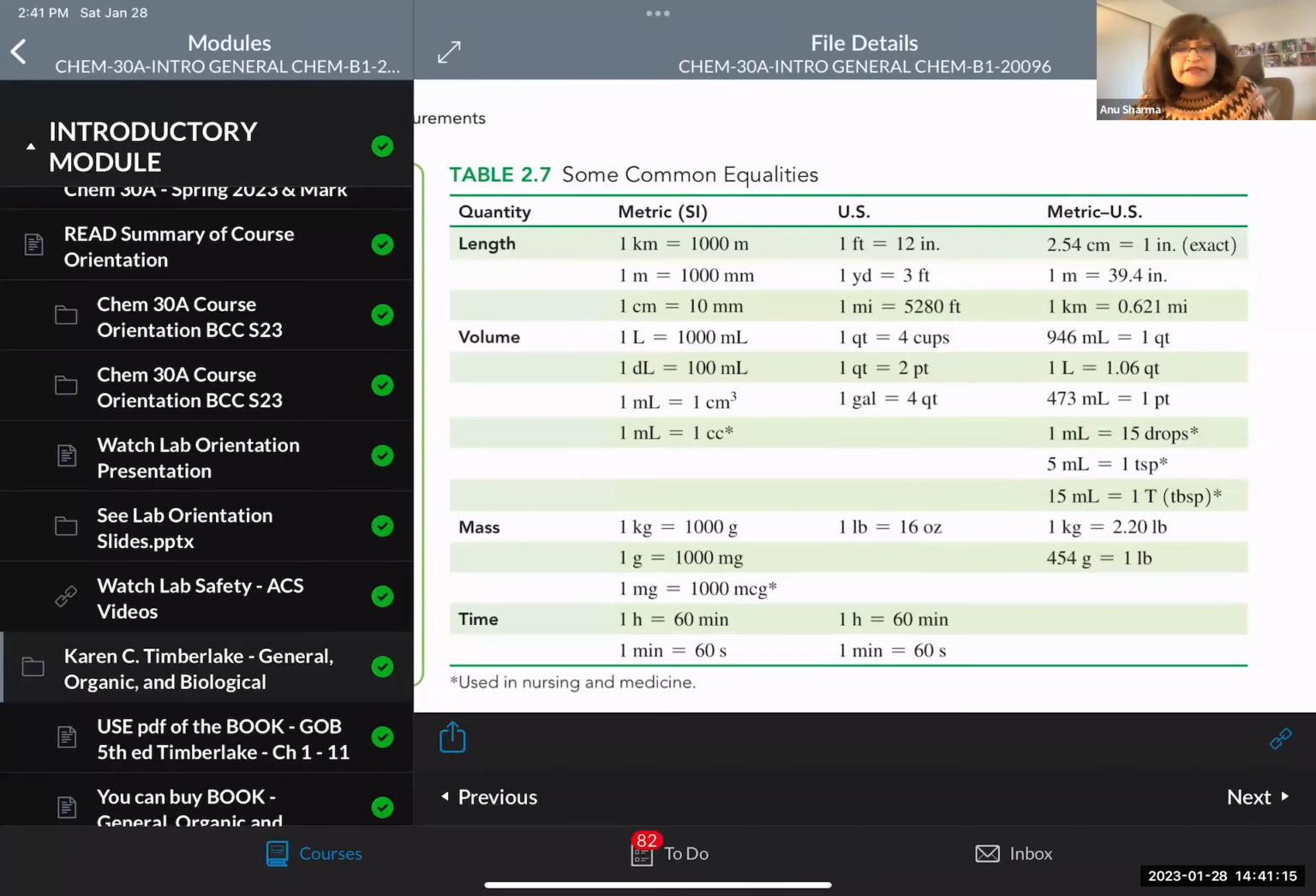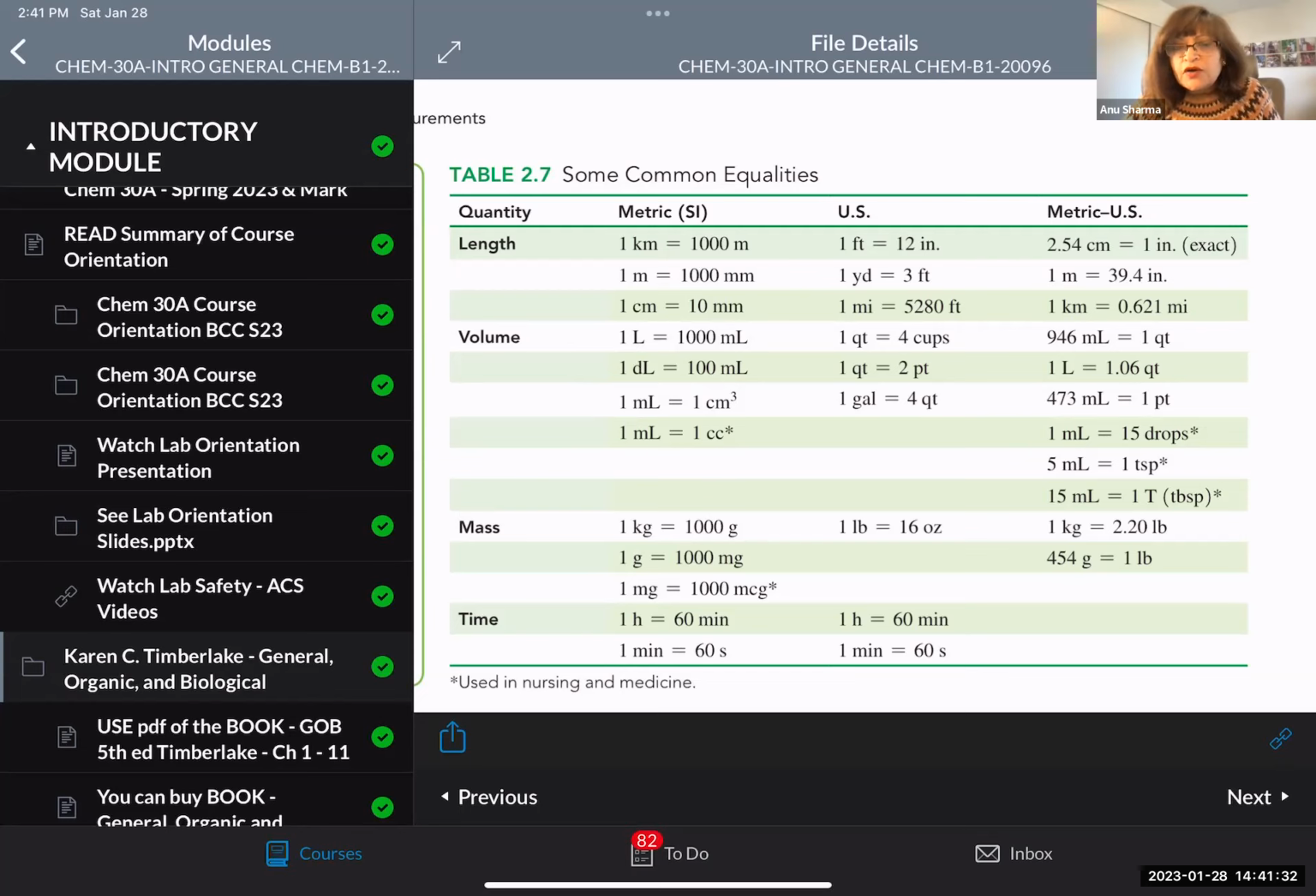Okay, so now in this video, we are going to look at the homework problems 43, 45, and then 53 and 55, or I believe 57. So anyway, these problems relate to the equalities and the conversion factors.